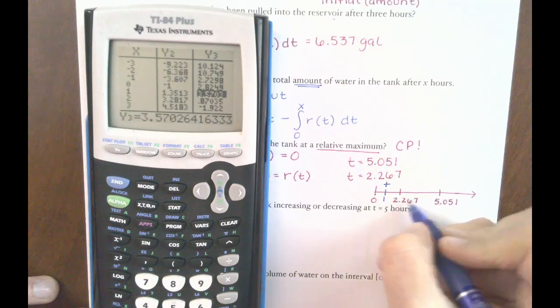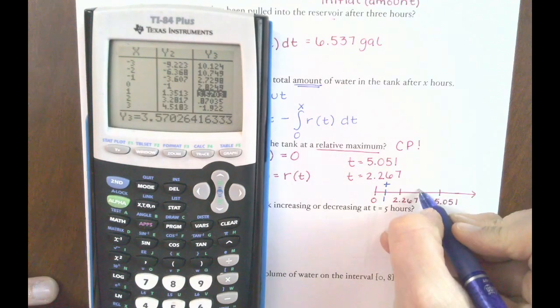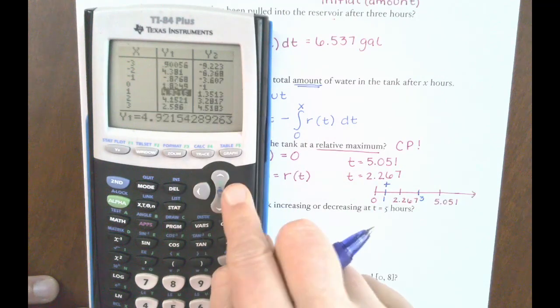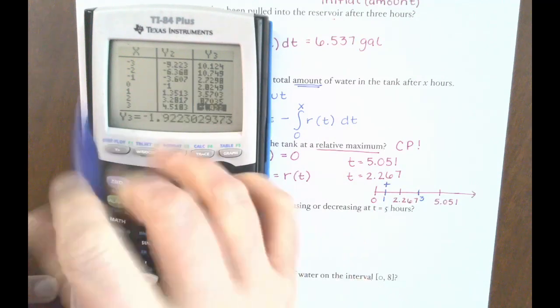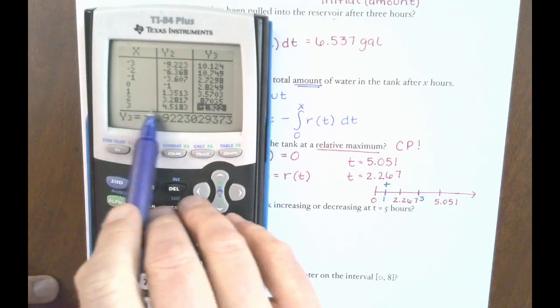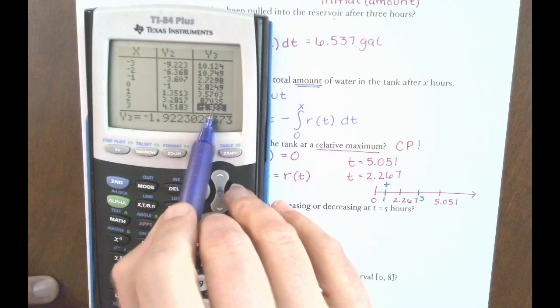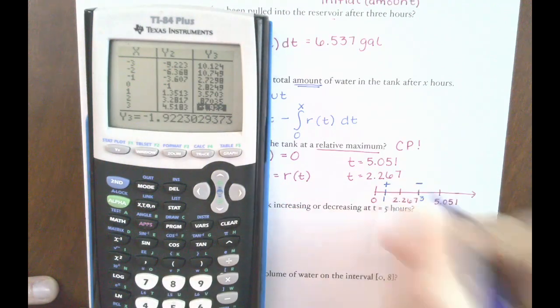Now let me pick something that's between these two numbers, so I don't know, maybe a 3. So let's go down to when x is equal to 3 right here. And remember, my y3 function is that subtraction function, and this one comes out negative.